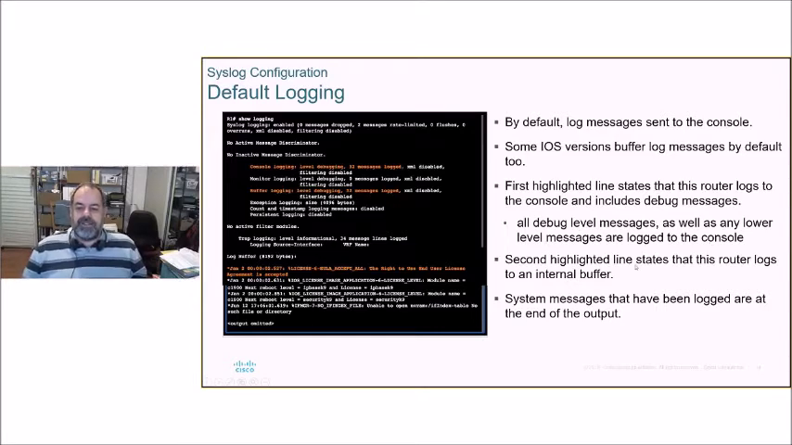The second highlighted line states this router logs to an internal buffer. So there's the console and there's the buffer. And then the system messages that have been logged are at the end of the output with show logging. And so as you can see, they're the lines that have happened.